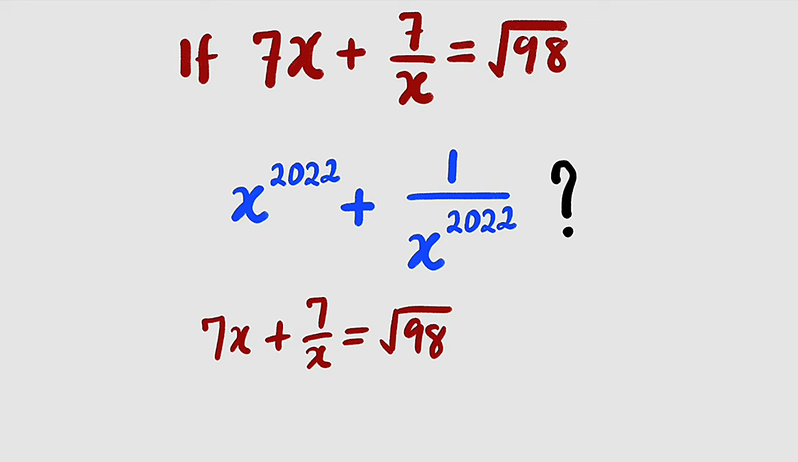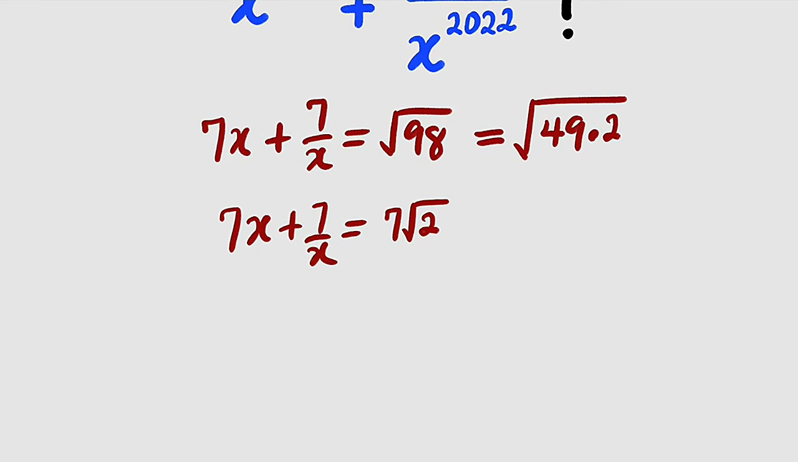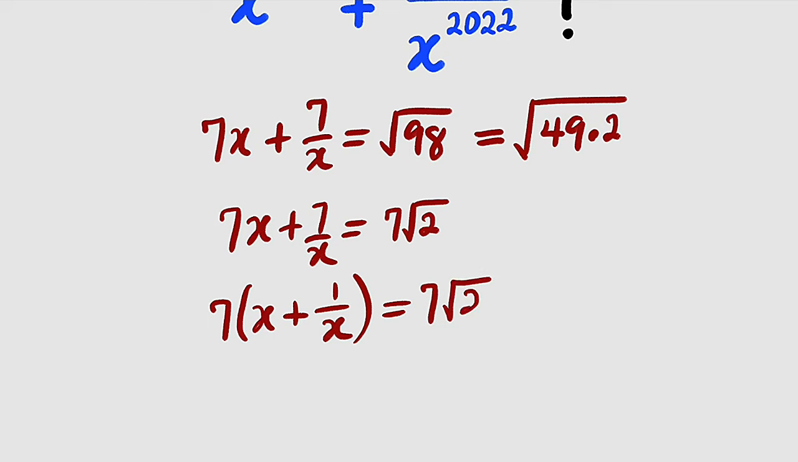You should know that 98 is the same thing as 49 multiplied by 2. So this is the same thing as the square root of 49 multiplied by 2. And you know that the square root of 49 is 7. Therefore, 7x plus 7 divided by x is equal to 7 multiplied by the square root of 2. And from the left hand side, we can factor out 7. So we have 7 outside. Inside we have x plus 1 divided by x. The whole of this equal to 7 multiplied by the square root of 2.